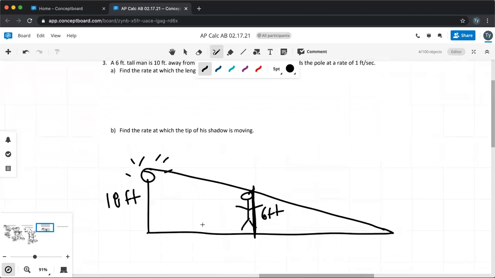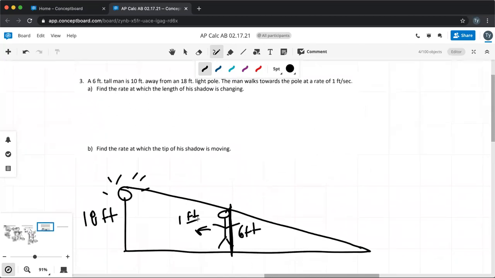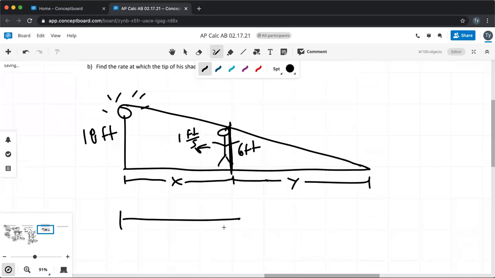And as he moves, he's moving towards the light post at a rate of 1 feet per second. So as he moves, this distance is changing, right? The distance between the light post and the man is changing, but also the distance from the man to the tip of the shadow, which is the length of the shadow, is also changing. So we need two different variables to represent this situation. Let's call them X and Y. So this one's going to be X. This one's going to be Y. Which means that whole thing here is X plus Y.